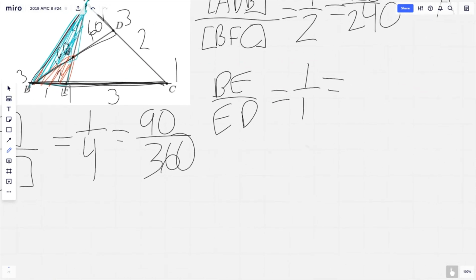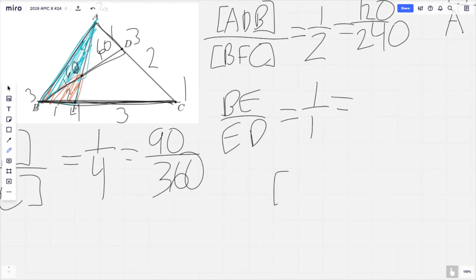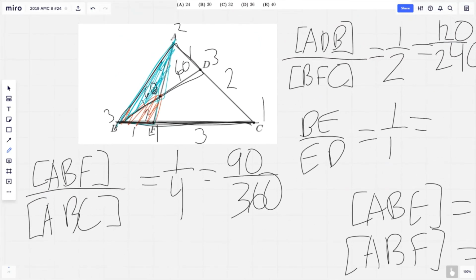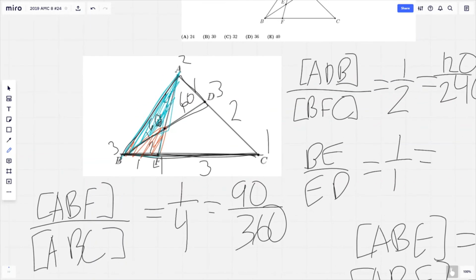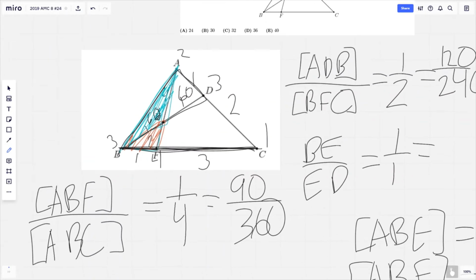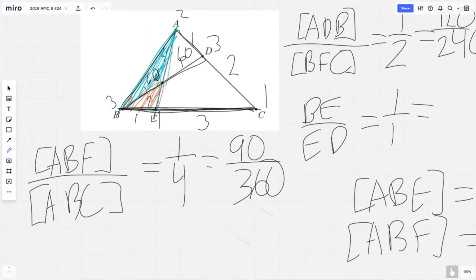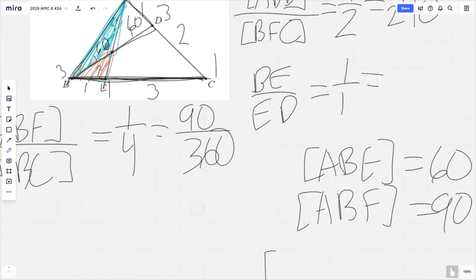So what we've determined from this is that the area of triangle ABE is 60, and that the area of triangle ABF is 90 because it's 1/4 of the entire triangle, or you could view it as it's in a ratio of 1 to 3 with this slightly larger triangle that forms the entire triangle. So with this information, we can go ahead and subtract the two triangles to give us the area that we were searching for, this red area, which is triangle EBF.